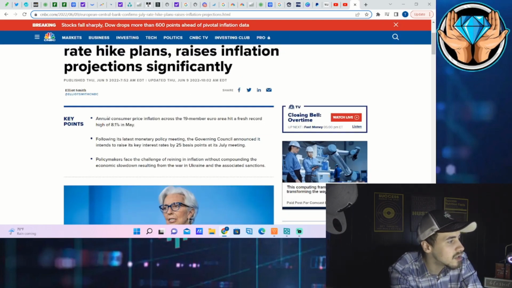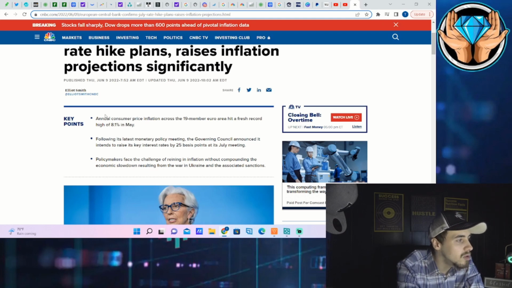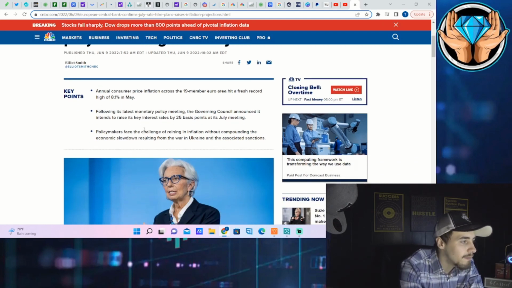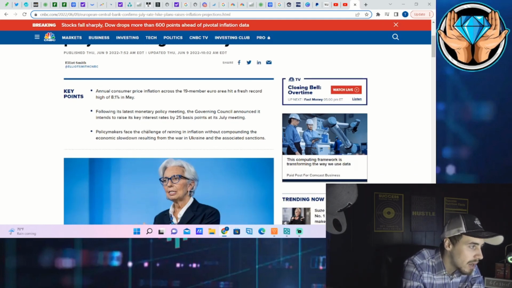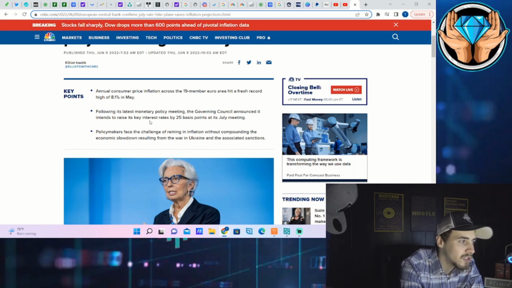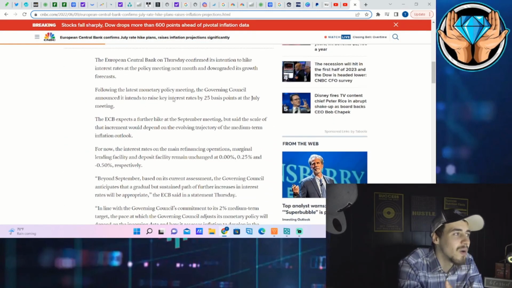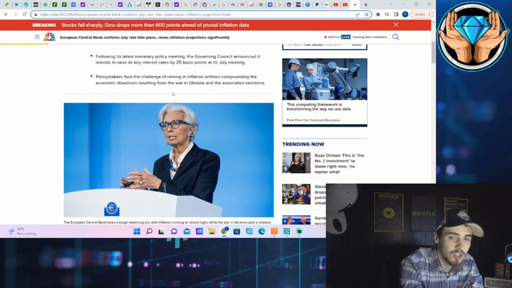It says annual consumer price inflation rose across the 19-member euro area, hit a fresh new high of 8.1% in May. Following its latest monetary policy meeting, the governing council announced it intends to raise its key interest rates by 25 basis points at its July meeting. Policymakers face the challenge of reining in inflation without compounding the economic slowdown resulting from the war in Ukraine and associated sanctions. So, not good. The whole world's seeing this kind of inflation. The whole world is slowing down. We've never in history seen this.